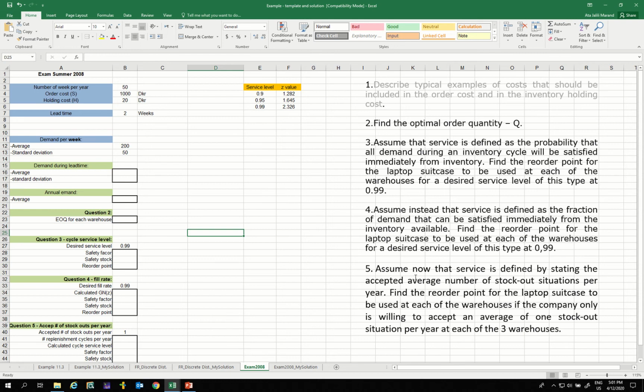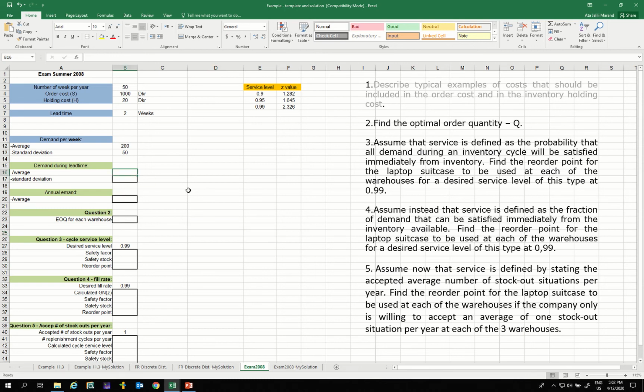There are 5 questions. We will try to answer questions 2 to 5, and we'll do them one by one. So the first part that we'll consider asks us to find the optimal order quantity. So question 2, find the optimal order quantity Q. But before that, let's do some other calculations.